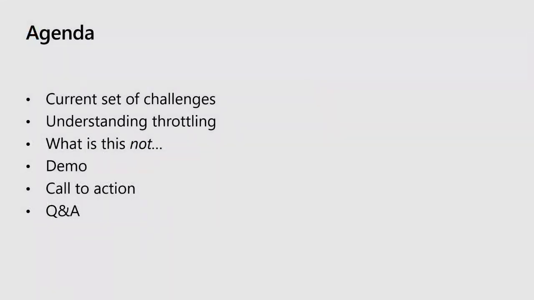From an agenda perspective, we will first spend some time talking about the current set of challenges and why throttling was even conceived and why we have been working on this functionality. We will go into the details of how throttling has been implemented. Equally important will be to understand what throttling is not going to do for us. Then we'll switch over to a quick demo to show you what is going to be there in Platform Update 37, and then we'll wrap up by talking about some action items that we all have to take note of and follow up on going forward. Then we'll open up for Q&A.